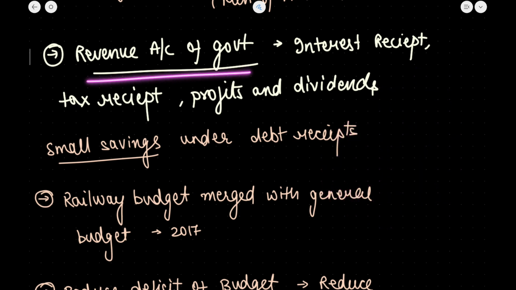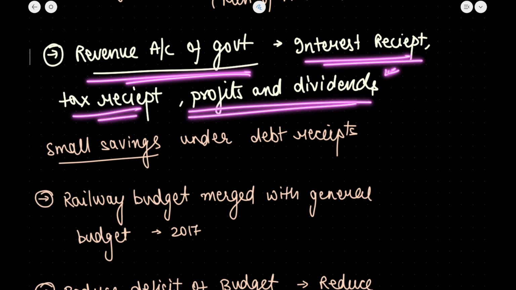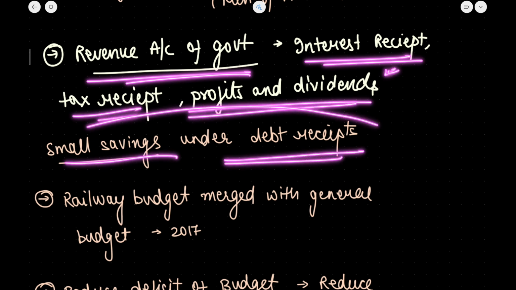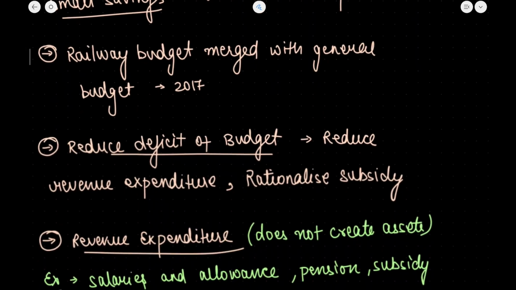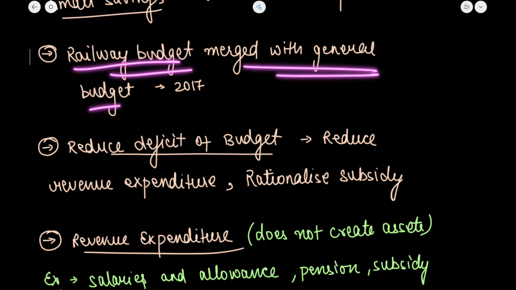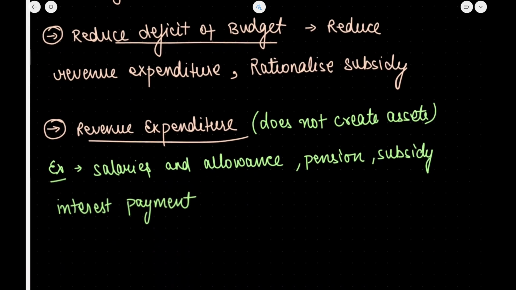So what is there in the revenue account of government? There are interest received, tax received, profits and dividends. Small savings come under the debt received. Debt means the capital receipts. The railway budget was merged with the general budget in the year 2017.